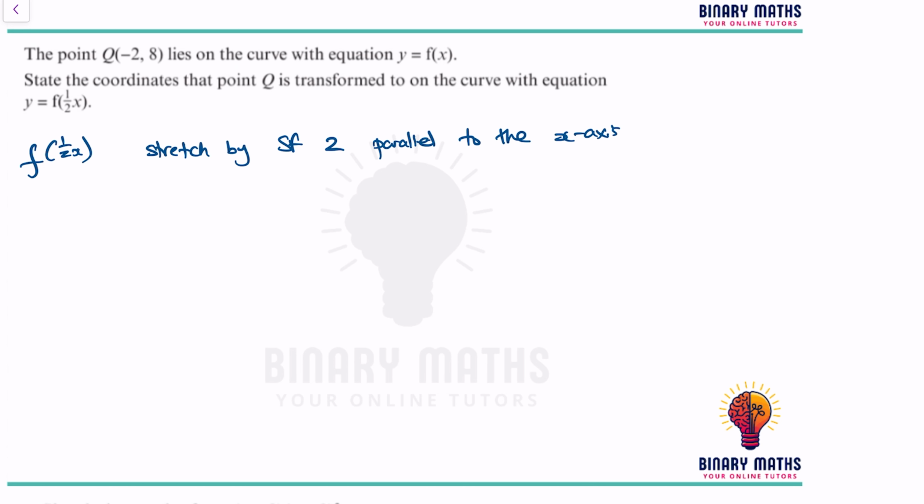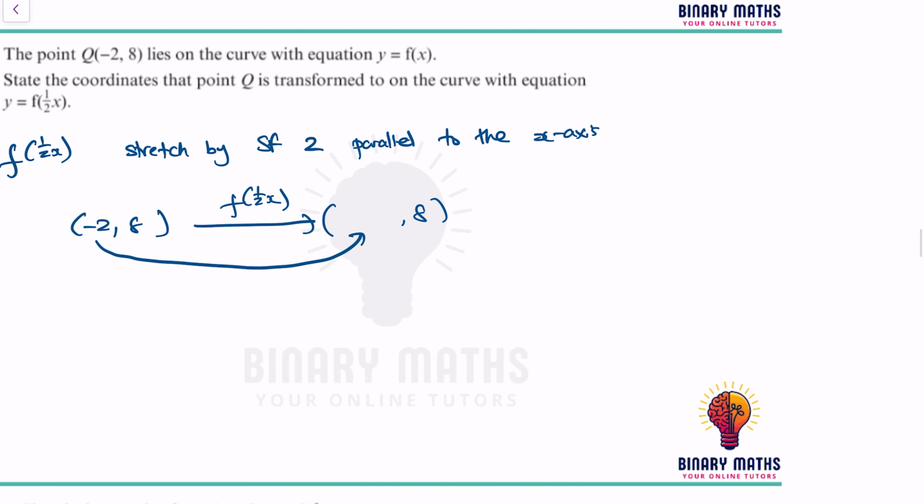Okay, so that means when we take the point (-2, 8), under the transformation of f of half x, the y-coordinate stays the same, but it's the x-coordinate that we multiply by 2. Minus 2 times 2 is minus 4. So the answer is (-4, 8).